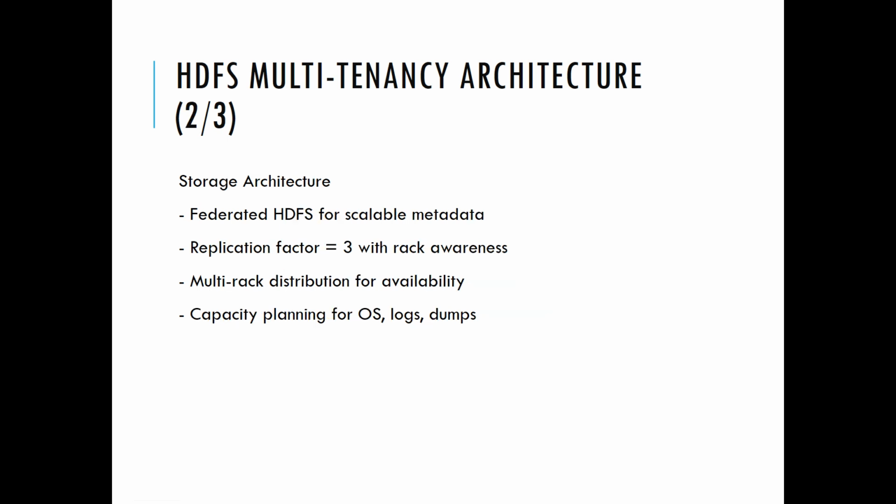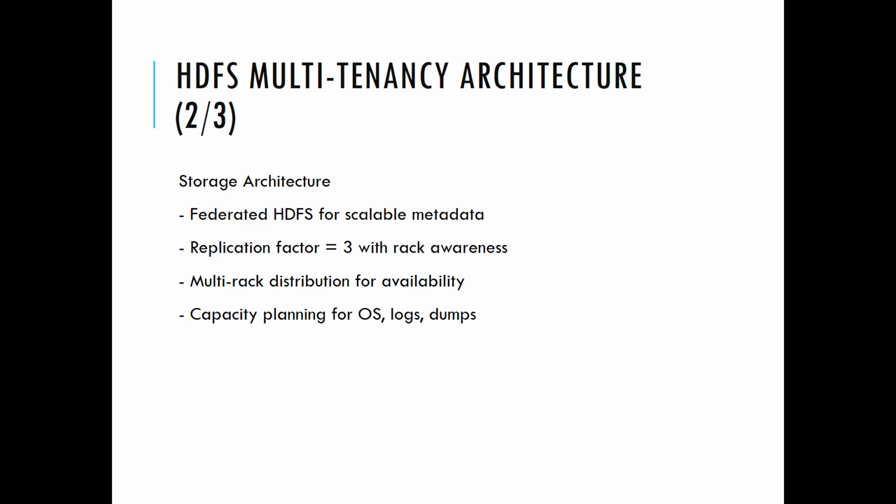Now, let's examine the storage architecture for a multi-tenant HDFS. To ensure scalability, especially for metadata operations, we often use a federated HDFS. Federation employs multiple independent name nodes, each managing a portion of the file system namespace. This prevents the metadata of one tenant from impacting the performance of another. The standard replication factor for data blocks is 3. This replication is configured with rack awareness. This means copies of a data block are strategically placed across different physical racks within the data center. This protects data against the failure of an entire rack, enhancing availability.